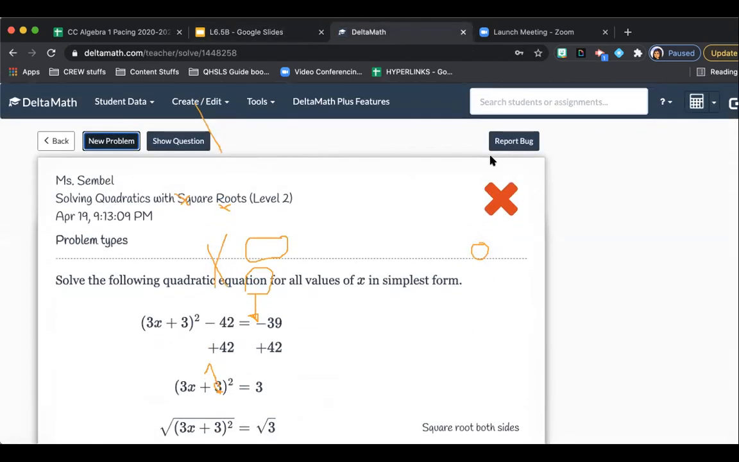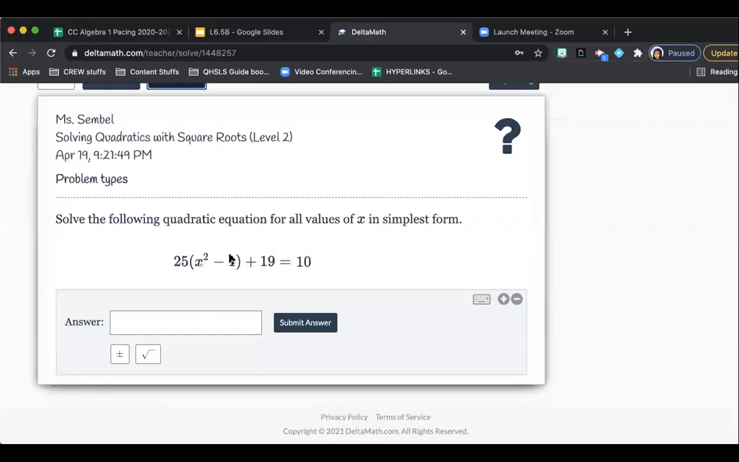All right, let's do another one. Now you might get a problem that looks like this. Notice how the square is inside the parentheses, not outside the parentheses. So actually what you need to do first is to distribute the 25 in that parentheses. Again, you only do this if the square is inside the parentheses. So when we distribute 25 to x squared, you get 25x squared, minus 25 times 1 is just 25, plus 19 equals 10.